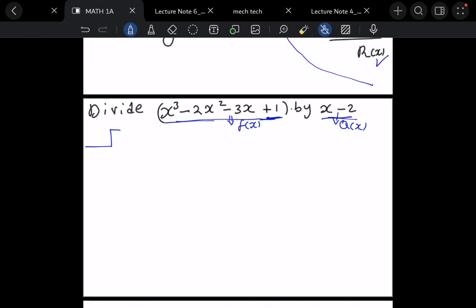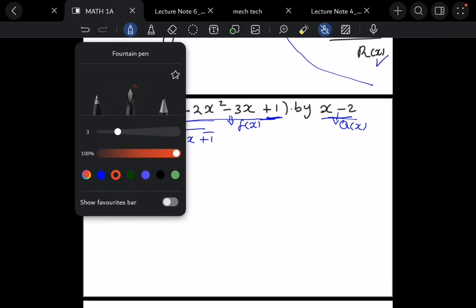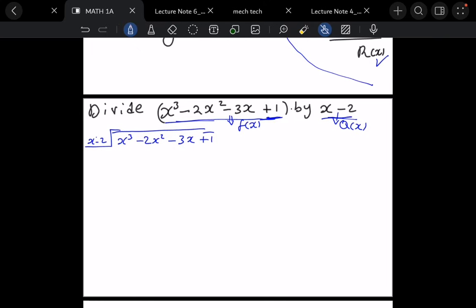I'm going to have x cubed minus 2x squared minus 3x plus 1, and then here I'm going to write x minus 2. Please listen carefully. How do you divide using long division? It's a very easy process, but make sure you listen.